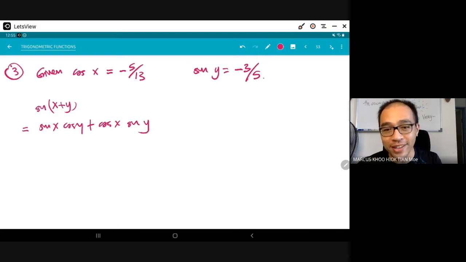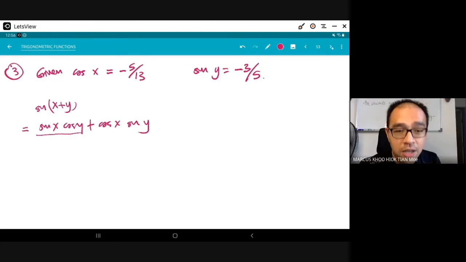But we don't have enough information. So we need to think about this. How do we find sine x and cos y? Any suggestions? Right angle triangle. We have to form the right angle triangle. No matter what you do, you have to form the right angle triangle.